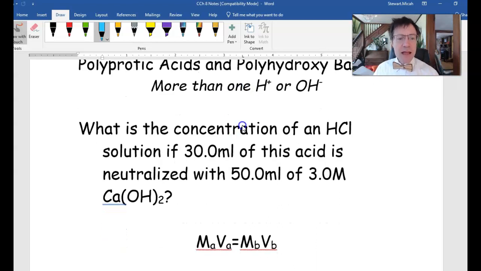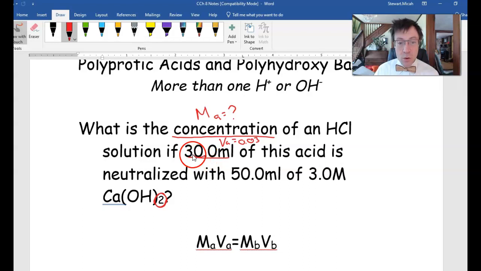All right, let's do an example. What is the concentration of a hydrochloric acid solution of 3 mils if the acid is neutralized with 50 mils of 3 molar CaOH, calcium hydroxide? My friends, you see that right there as the major problem. What is the concentration? That's your question mark of HCl. That right there is the volume of your acid.